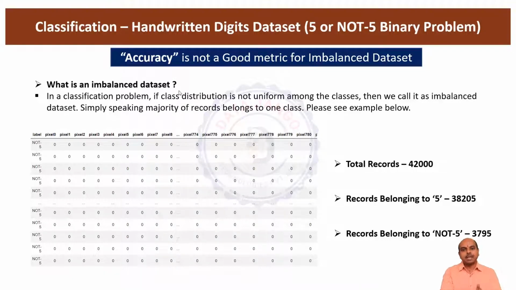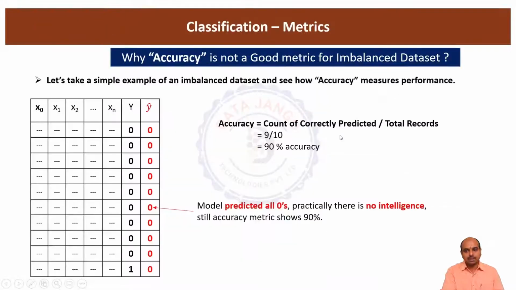When the data set is imbalanced, the accuracy measure will not work. Why the accuracy measure will not show you the error metric properly, we'll see with a simple example. If you see this data set, there are only 10 records. Don't care about the x's. There is one y. There are 9 records belonging to 0 and 1 record belonging to 1. This is also an imbalanced data set. 90% of the data belongs to class 0, and 10% belongs to class 1. The class distribution is not uniform.